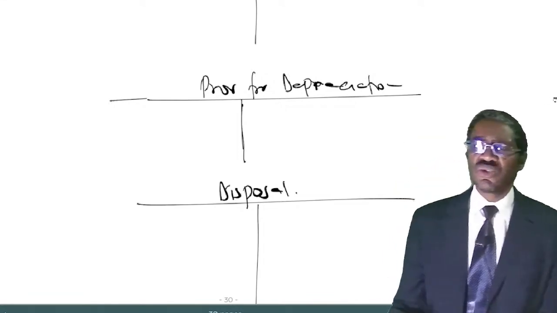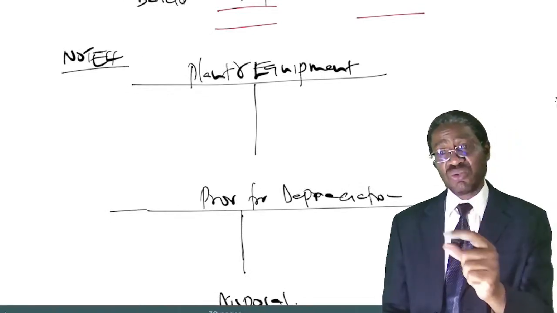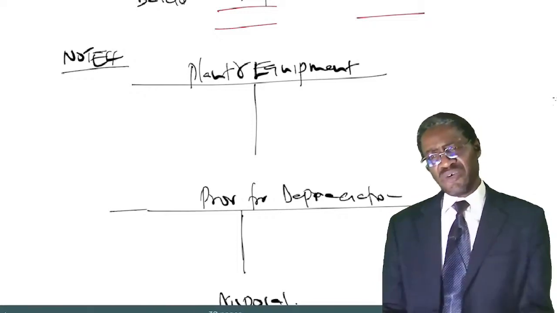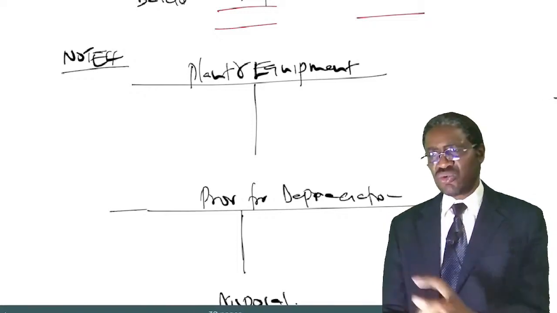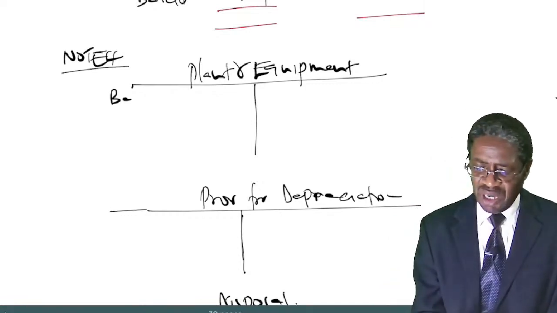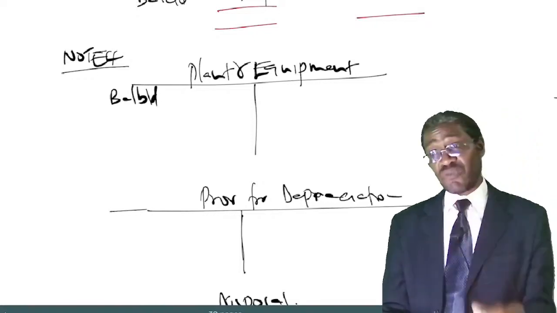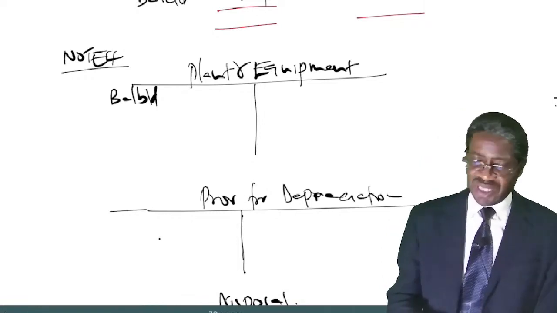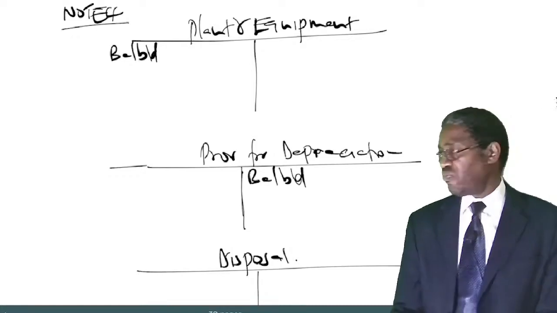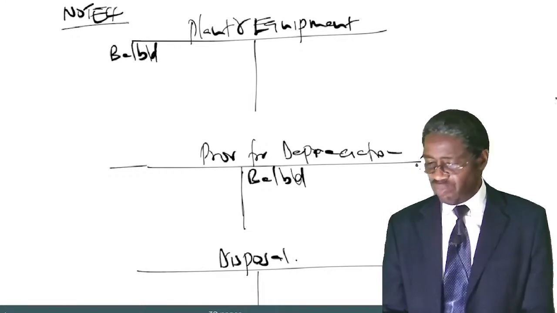So let's go through the accounting entries. I have told you the first thing you must do whenever an asset is disposed is to remove it from the asset account and take it to the disposal. But before we remove it, bring down the cost first. Come and see your balance brought down. Let's go to the trial balance and pick the cost of the asset. We also need to bring down the accumulated depreciation of the asset.